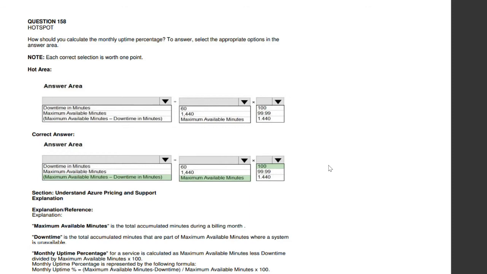Monthly uptime percentage for a service is calculated as the maximum available minutes less downtime, divided by maximum available minutes, into 100. So this is the formula which you have to use. Make sure that you understood that, and you can take some examples and calculate how much it costs or something like that. So make sure that you remember this formula when you take the exam. This kind of question will also be coming to your Azure exam.